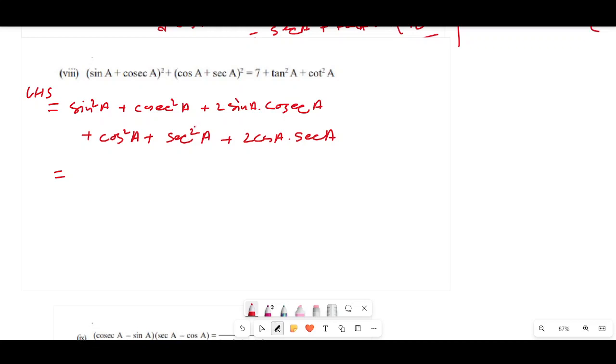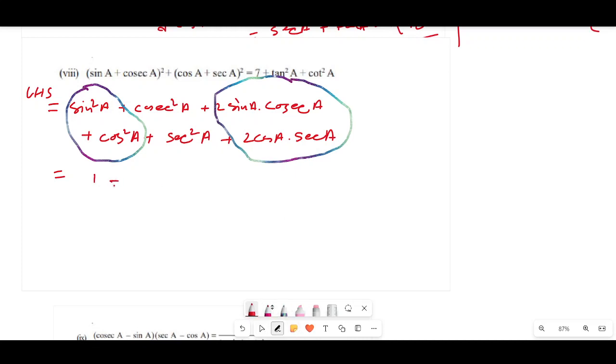cosec. This will be 1, this will be cancelled out. So with the help of these two parts, we can simplify. Clear?